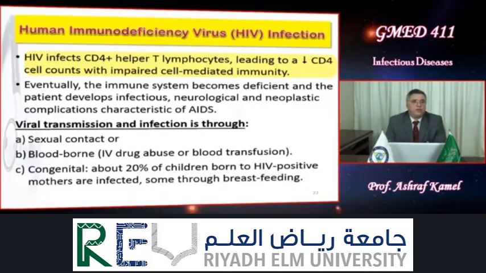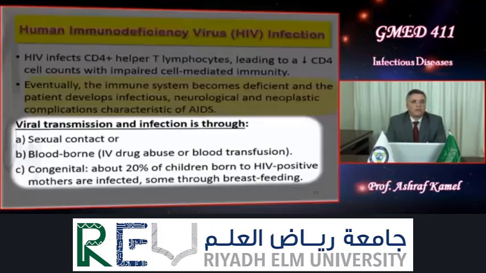HIV infection, human immunodeficiency virus. HIV infects primarily the CD4 helper T lymphocytes, leading to decreased CD4 cell counts with impaired cell-mediated immunity. Eventually, the immune system becomes deficient and the patient develops infectious, neurological, and neoplastic complications characteristic of AIDS.